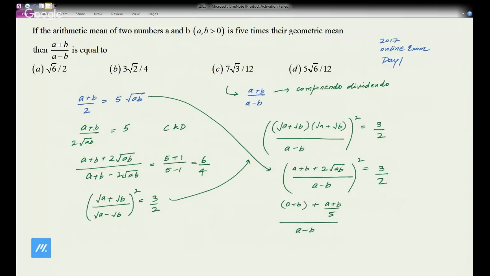And this is A minus B. 3 by 2. So this whole thing will then completely get reduced to 6 by 5 A plus B by A minus B whole square is equal to 3 by 2. And now you can easily find your answer. Any problems? Now you can easily find your answer.